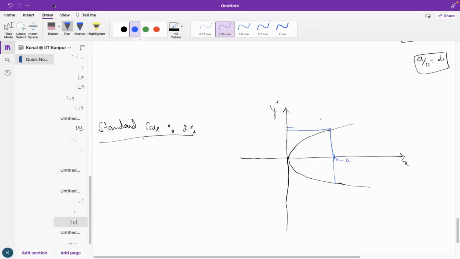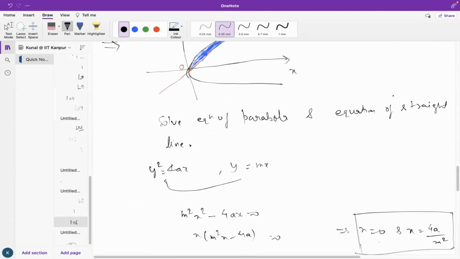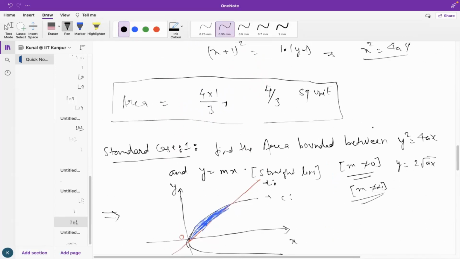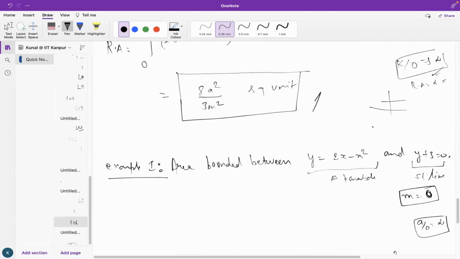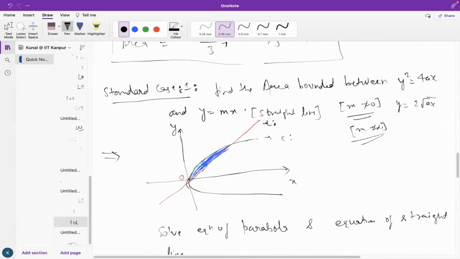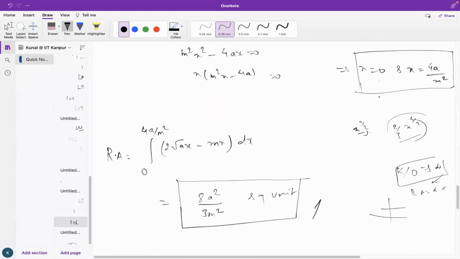Okay, so we are drawing a perpendicular from here and a perpendicular from here, right? So this is nothing but y square equal to 4ax. We are looking at an extended version of this, like the area between y square equal to 4x and y equal to mx. But the case is, this time our slope is 0 and infinite, because if it is non-zero and non-infinite, it will be valid like 8a² by 3m³. But what if our slope is 0 or infinite?